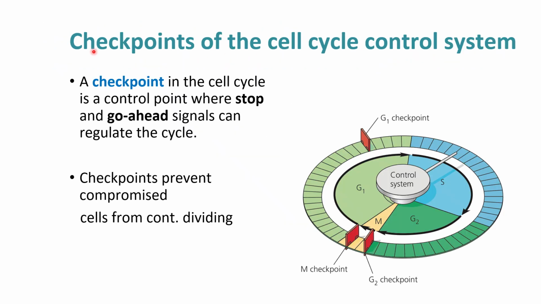So let's talk about these things called checkpoints. This is how a cell cycle is controlled. And basically these are various signals that are used to determine if a cell is going to pause or if it's going to continue progressing to the next phase. So a cell will stay at its current stage when it receives a stop signal. And it's only going to move ahead to the next phase after receiving a go-ahead signal.